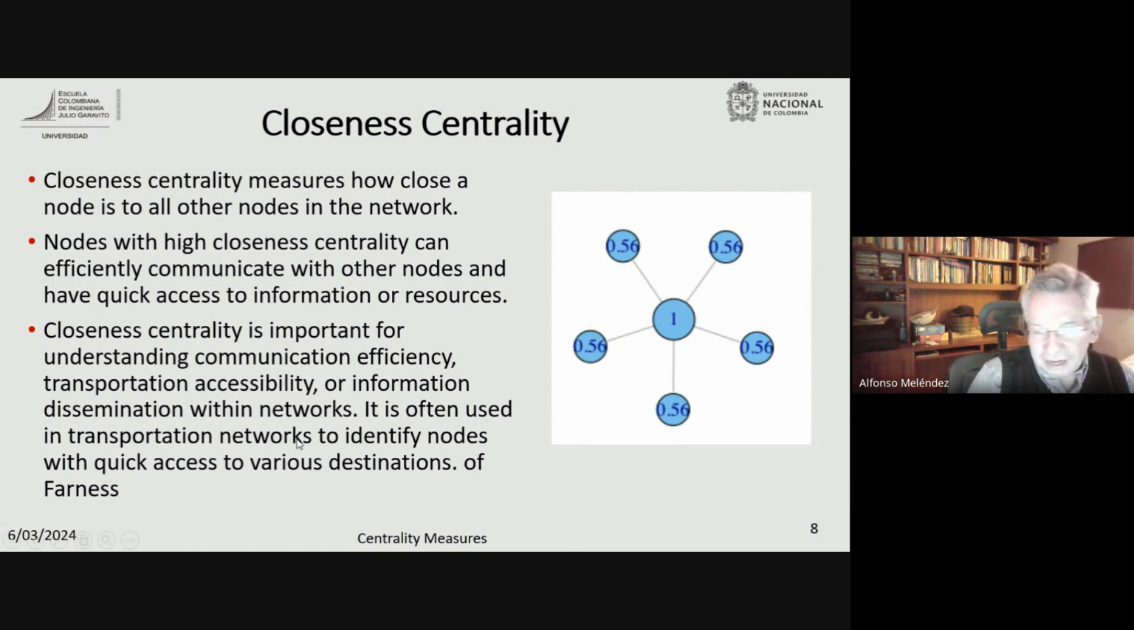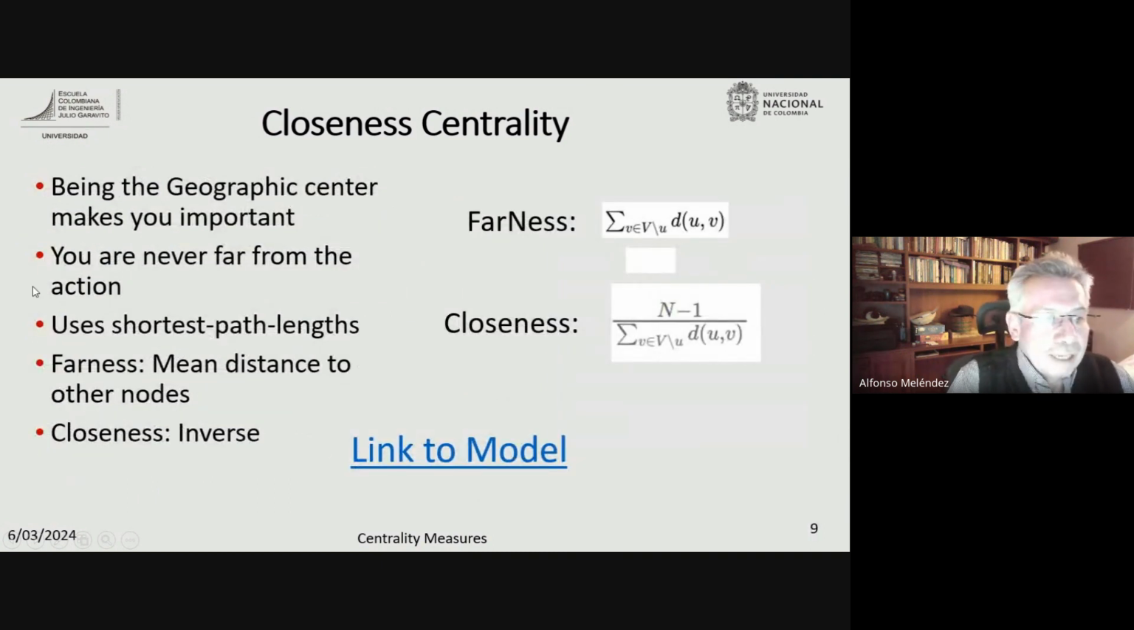Okay, this is a mistake. It's like a geographic center. It has to do with geography, because when you talk about closeness or farness, you talk about distances, no? You are never far from the action. You are in the center of the action. For measuring the closeness centrality, we have to use shortest path lengths. We're going to see this in a moment.